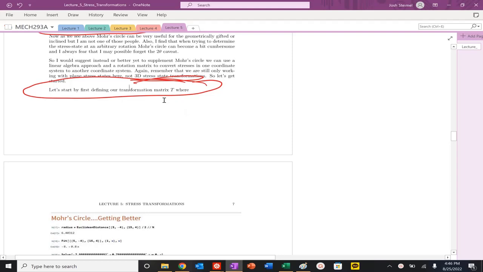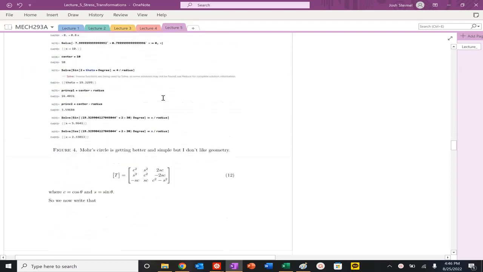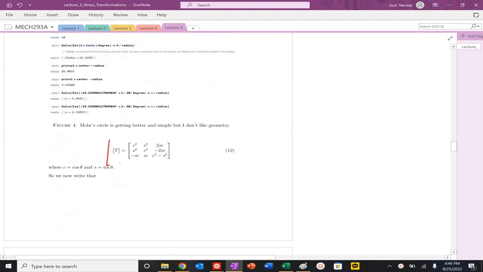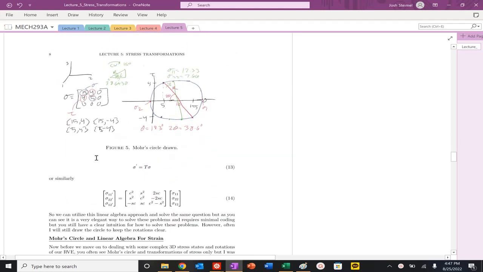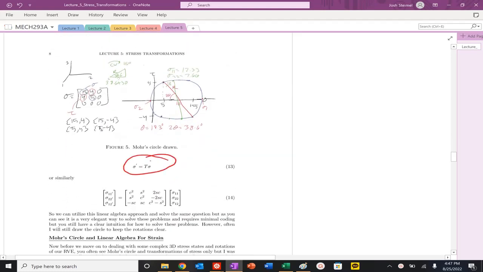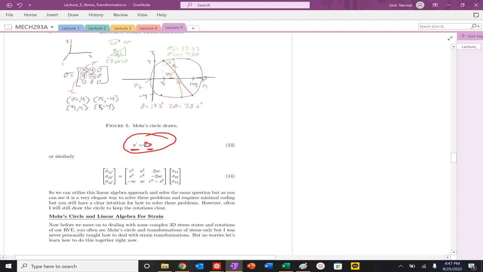But first, we can define our transformation matrix T. C is equal to cosine of theta, S is sine theta. Again, this is rotation, only for plane stress states. And we can transform to a new stress state from an old stress state via this relationship, this T, this linear algebra approach. So you can see this visually and similarly here.